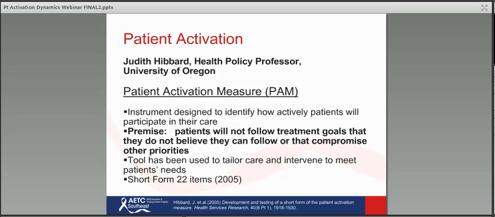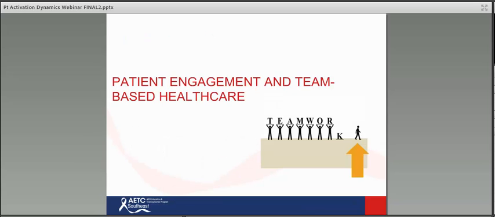Again, Dr. Hibbard has the patient activation measure. It's called the PAM. The premise of this tool is that patients will not follow treatment goals that they do not believe they can follow or that compromise other priorities they may have. Could be social priorities, could be cultural, could be religious, many different priorities. And so this tool has been used to tailor care and intervene to individually meet patients' or clients' needs. There is a short form of 22 items. Again, you need to connect with Dr. Hibbard in order to continue to be able to access this tool because it's not readily available. The patient activation tool, I think, also is another tool that we can look at to help us in working with our clients who are HIV positive.